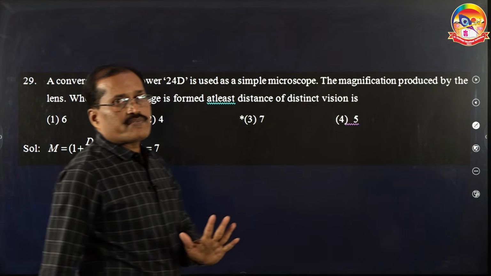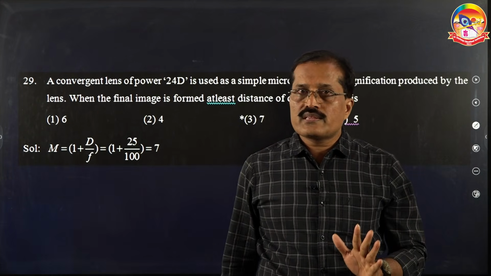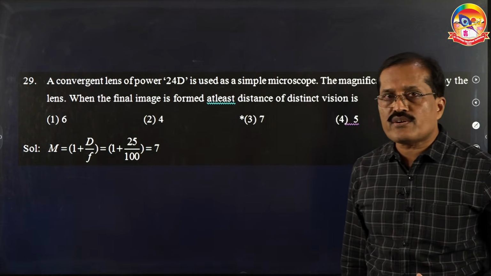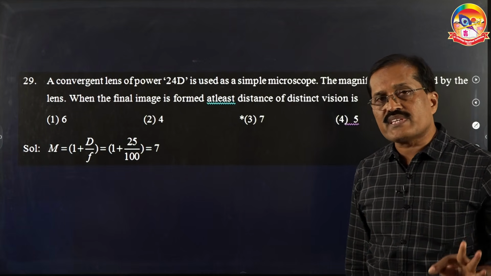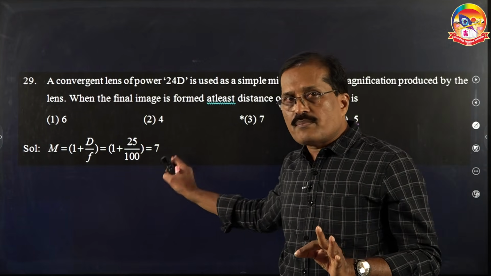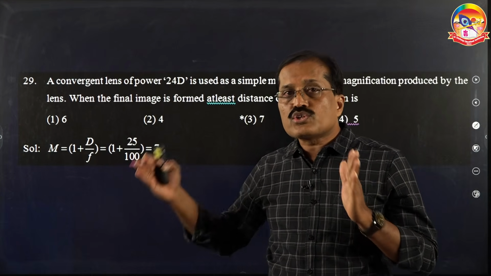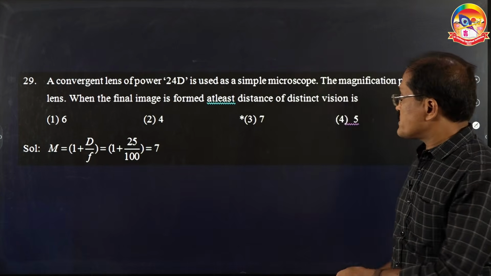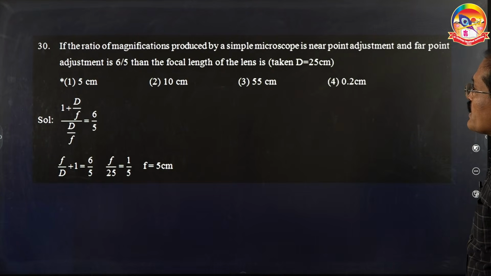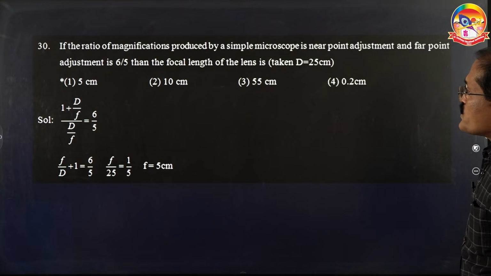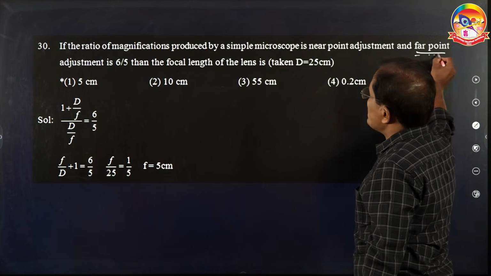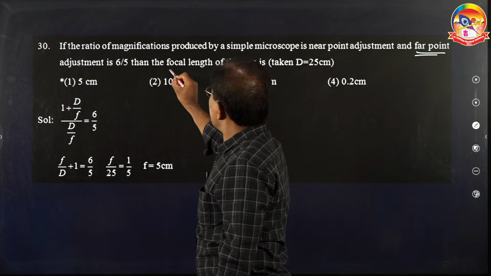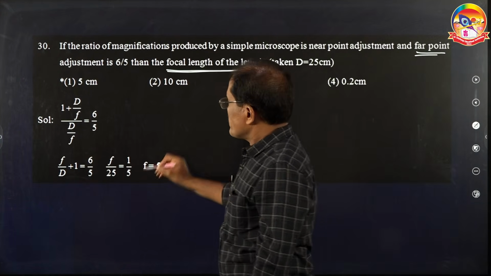Once again my request: wherever the problems are given, you can pause the video and check the solution thoroughly. That is very essential. The concepts we thoroughly covered, and the problems within the time. So be focused on your numericals. The next and last problem is this. The image is formed at the far point here. You can check that, and the focal length of the lens is how much?